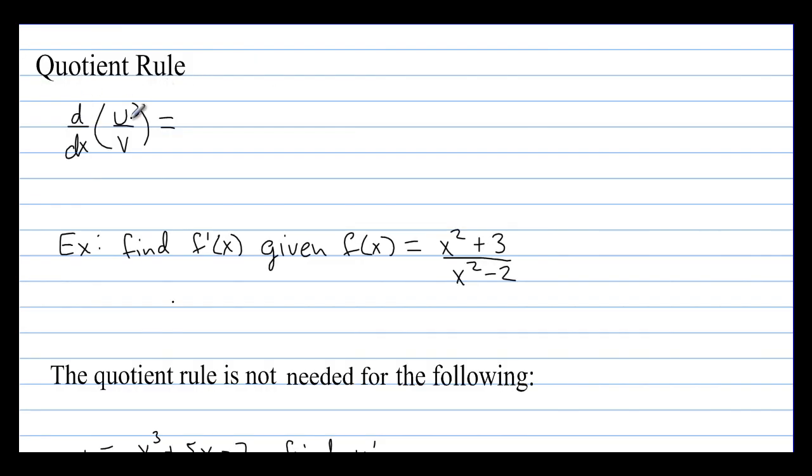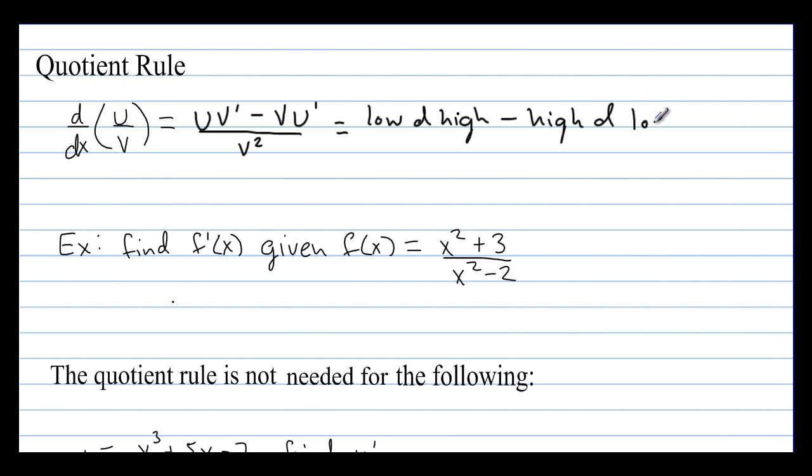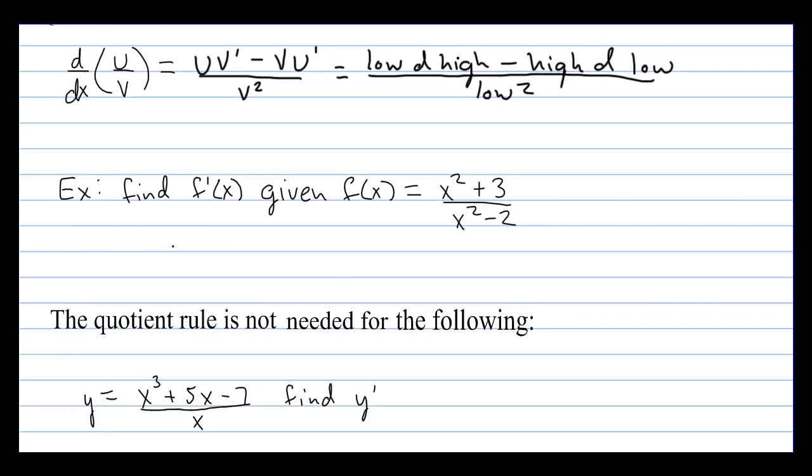The quotient rule: if we want to take the derivative of two functions divided, it is the bottom times the derivative of the top minus the top times the derivative of the bottom, and then it's all over the bottom squared. And we say that's low d high minus high d low all over low squared. Here's an example.